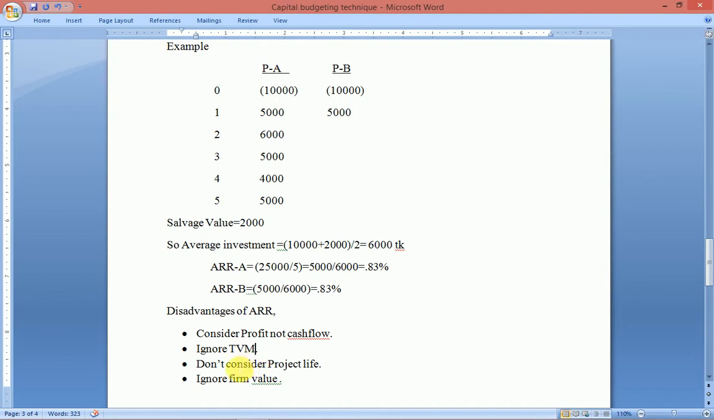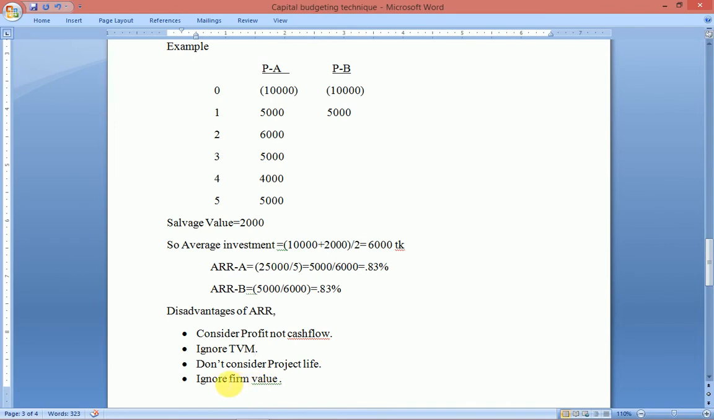The third one is that it does not consider project life. In project A there is a 5-year profit, but project B has only 1 year of profit, 5,000 taka, yet both are treated the same. So it ignores the project life and ignores firm value. We know the objective of our study is to maximize the firm value, but it considers profit, not the value of the firm, not like cash flow. So all this is not consistent with our objectives.